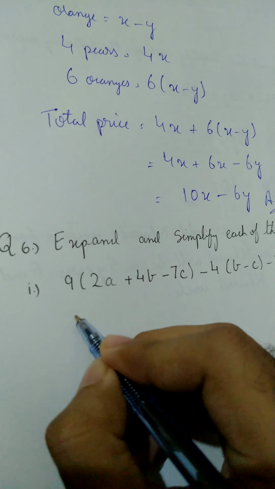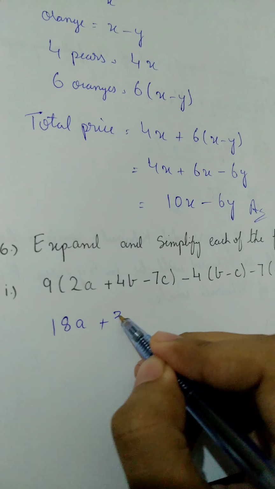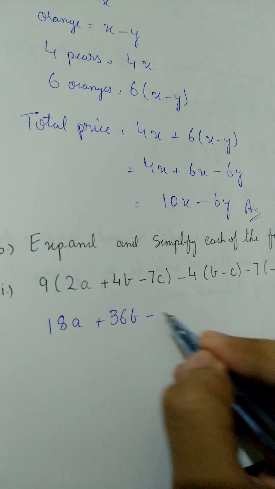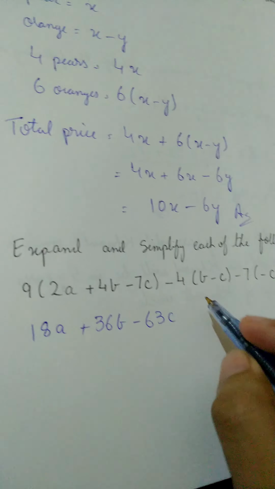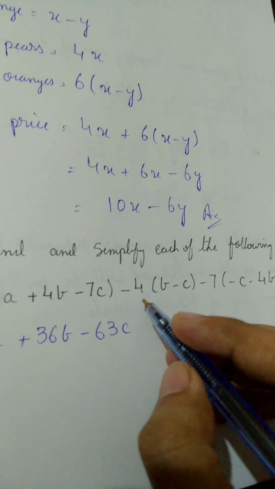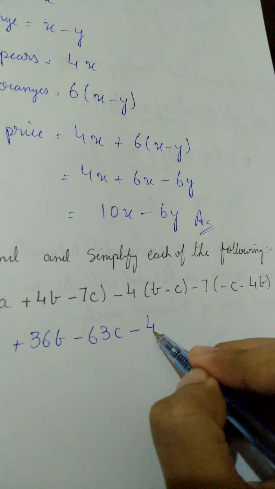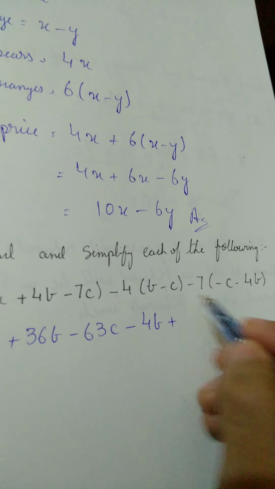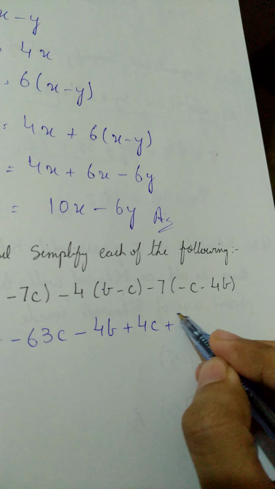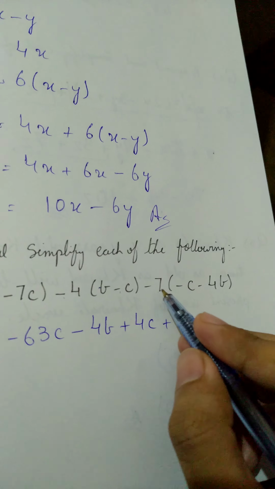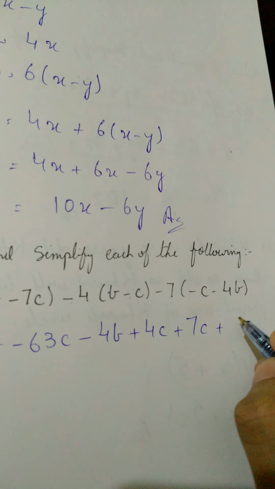9 times 2 is 18A, plus 4 times 9 is 36B, plus minus 7 times 9 is 63C. So this bracket is solved now. Now come to the next value. Minus 4 into B minus 4 times B is 4B, minus plus 4 into C would be 4C. Now minus plus 7 times C is 7C, minus plus 7 times 4 is 28B.